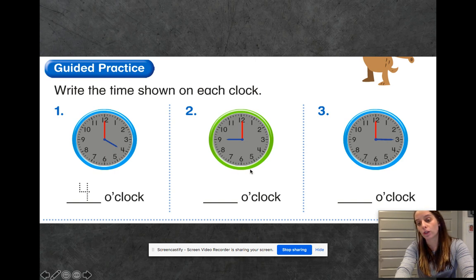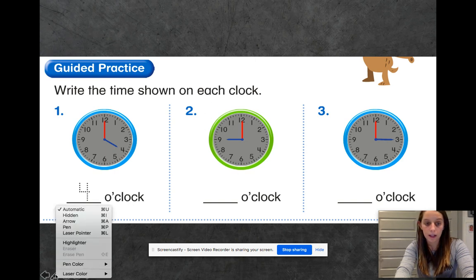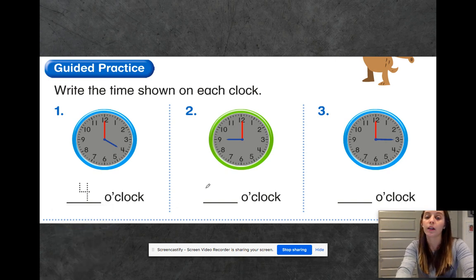Again, looking at this green clock that we see here. And then let me play around with this, so that I can write in the answer. All right, so again, we're looking at the hour hand and where it is pointing. So looking at the blue little hand, it is pointing to the number 9. And looking at our red minute hand, again, it's at the 12, so we say o'clock. So the time is 9 o'clock. So we would write that in.